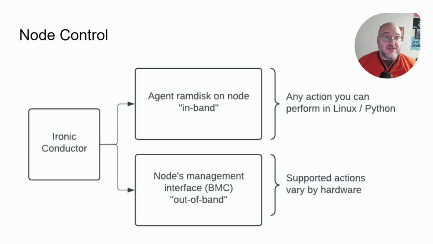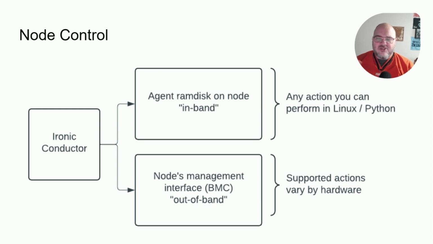The more universal thing is in-band. And this is Ironic booting a RAM disk on the node that contains the Ironic Python agent inside. That Ironic Python agent can perform basically any action that you could perform in Linux or Python via the agent itself. It's also really customizable, and we'll get into that in a little bit more detail later.